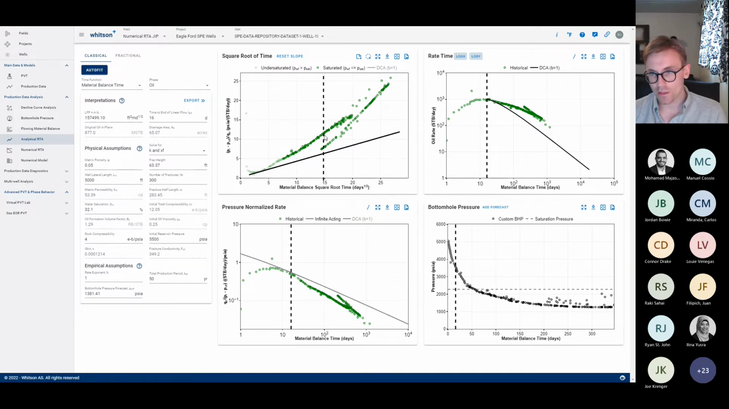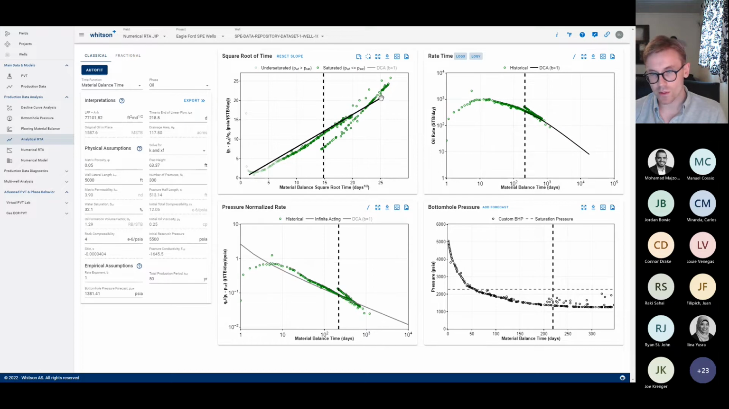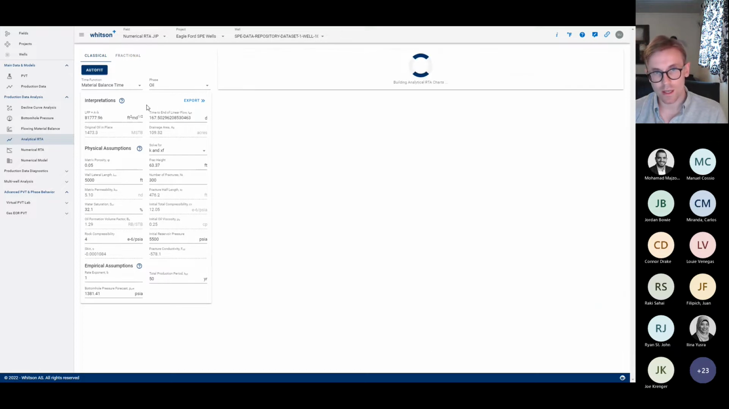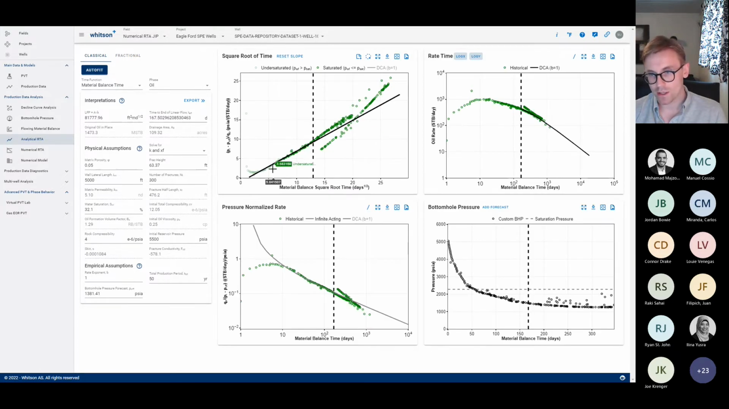My analytical RTA I think was already auto-fitted, but let's say it was something random like this, and I click auto-fit, then there is an algorithm that picks an LFP for me automatically, and time to nonlinear flow. And if I'm not happy with this, of course I can change these as I like. And as we talked about before, I can also do this on different phases.